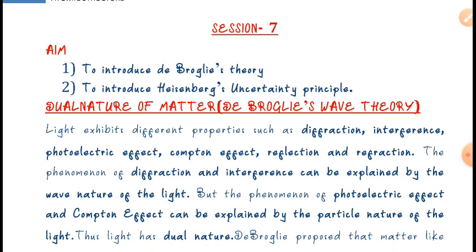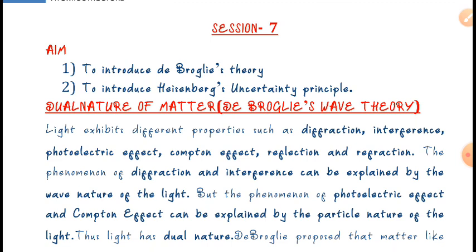In the last class, we learned about the Bohr model of atom. From today onwards, we will learn about de Broglie wavelength, or we can say the dual nature of matter or electron.